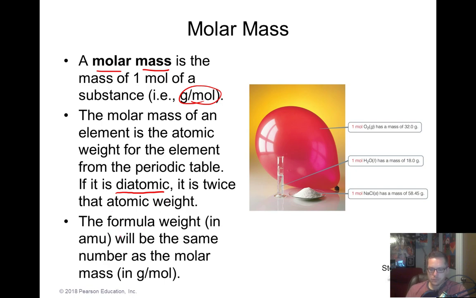Okay. Now, if you're looking at a formula, so that's just for individual elements. If you're looking at a formula, you've got to take the mass of everything. So remember last video we talked about formula weights. And so you're going to use the formula weight and just change the units from AMU to grams per mole, and you're good to go.